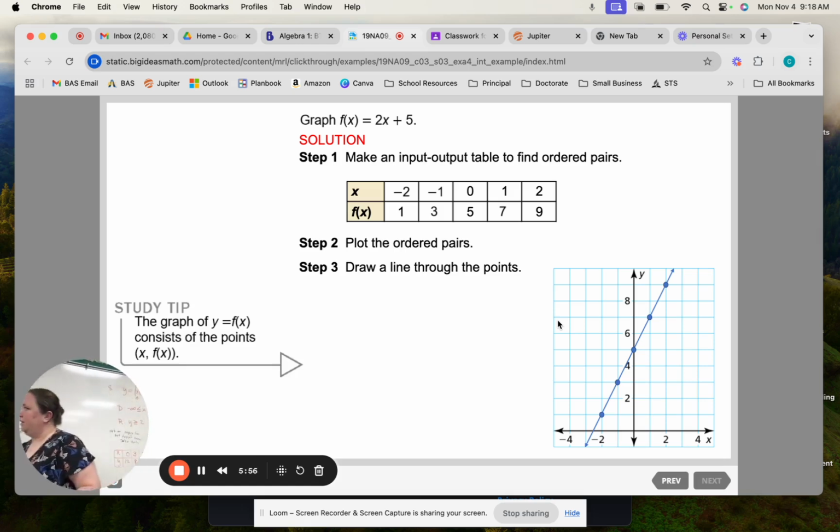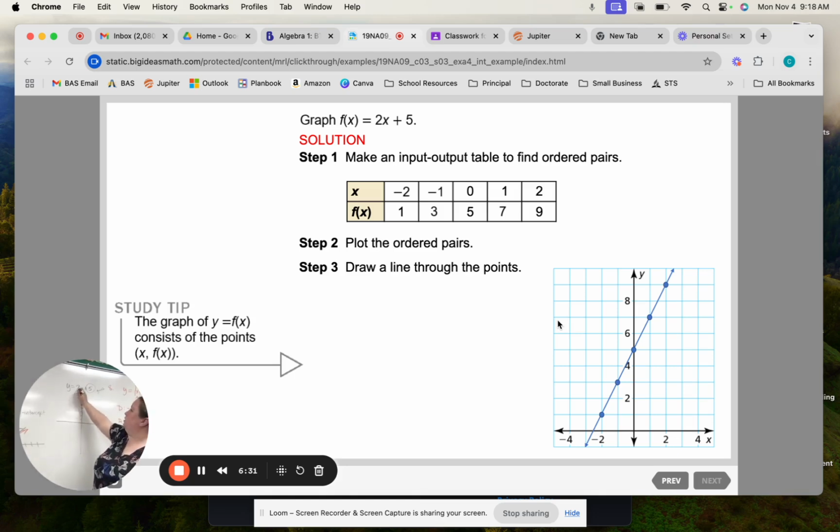So rather than making an input-output table, which you can see they just picked points on either side of 0, including 0, that's fine. But when you have the equation f of x, or y equals 2x plus 5, you have all the information you need to be able to graph it. What is the 5? It's the y-intercept specifically. So on the y line, where would I go? Up 5, because it's a positive 5. So 1, 2, 3, 4, 5. Put a dot. What's my slope?